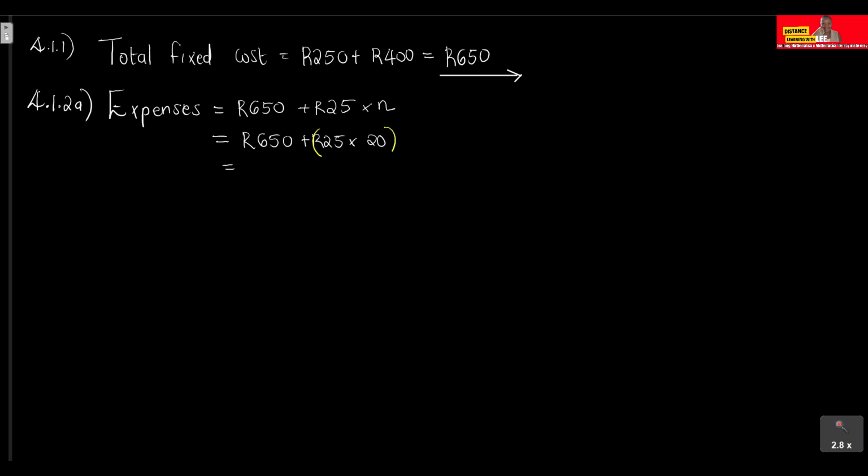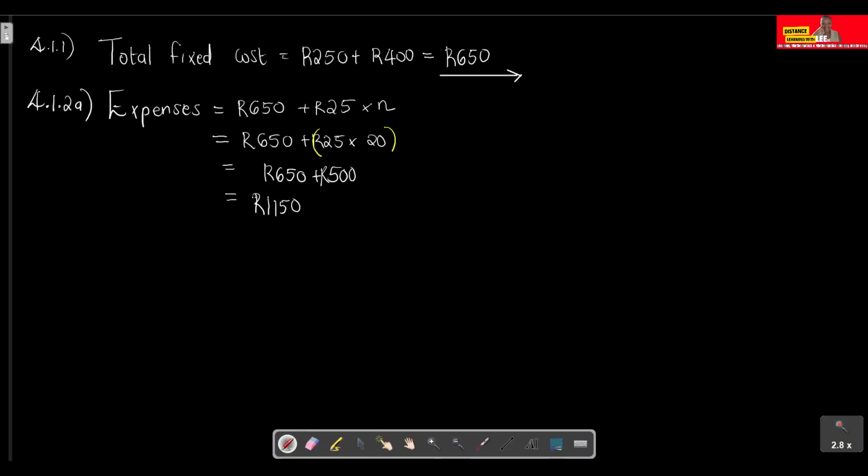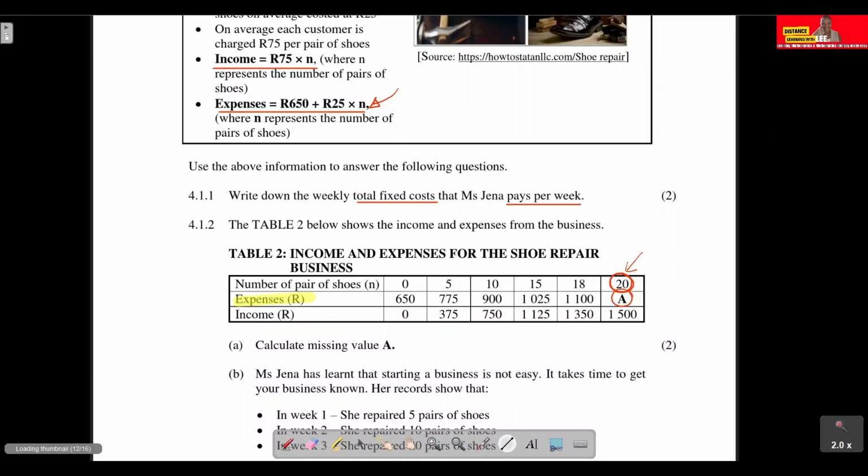So it's going to be 650 plus 25 multiplied by 20, okay? So 25 multiplied by 20 is equal to 500, right? And therefore 650 plus 500 will give you 1,150. Okay, so the total expenses for Miss Jenna, if she makes 20 pairs of shoes, is 1,150. Cool stuff. Let us go into the next question.